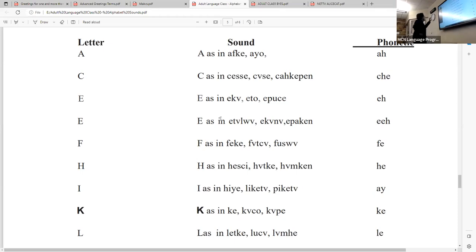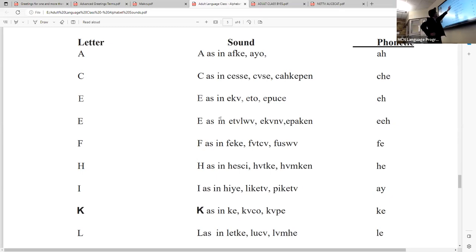You're going to see an A. But in the Muscogee, it's ah. Hear that sound? Ah, as in afki or ayo. Afki is like a stew. Ayo is a hawk. G, as in chissi.